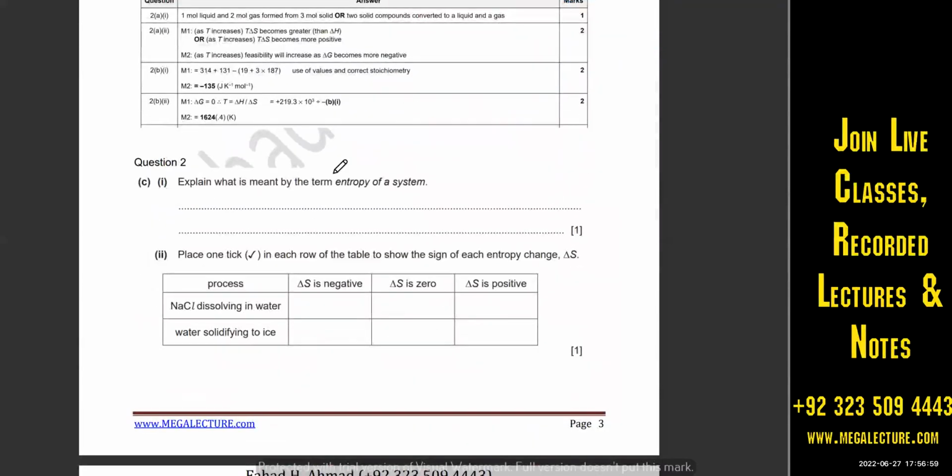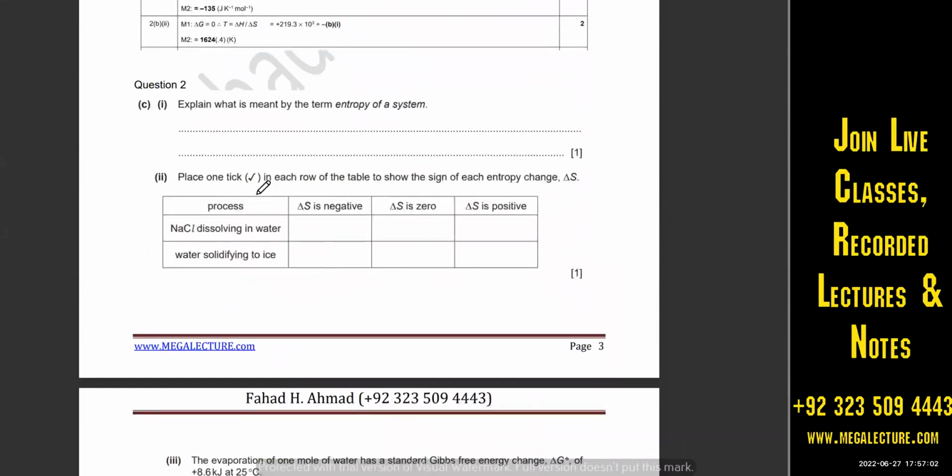Achha, what is meant by the entropy of a system? That's the measure of the disorder of a system. NaCl dissolving in water: that's more disorder being created, so that's positive, right? Why disorder? Because when you're dissolving it, the crystal is breaking up into pieces and the ions are dissociating.